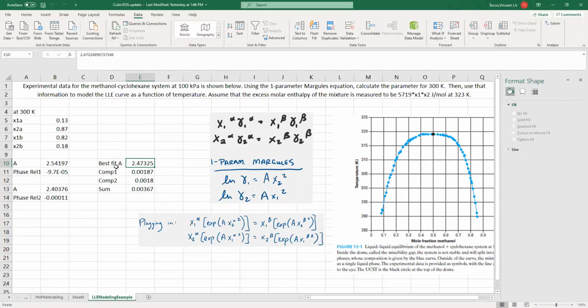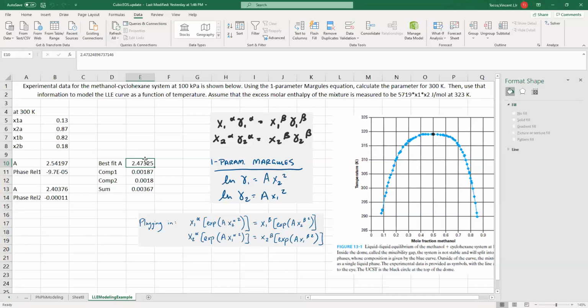Now we're going to use this best fit A parameter, which is a function of temperature, in order to find or try to model this entire curve. So in this, we're going to need to assume that the excess molar enthalpy of the mixture is this function as described in the problem statement. So this A parameter is going to be a function of temperature, which is why we need this.